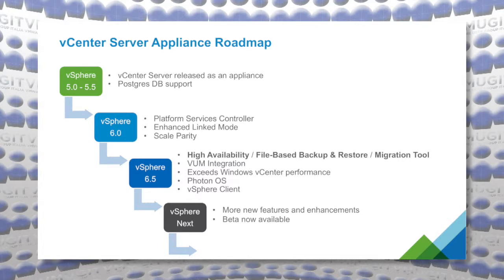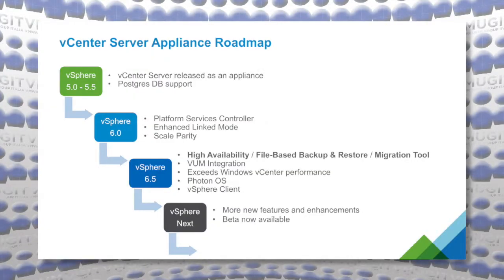We introduce new functionality. So we have native vCenter Server high availability. We have built-in file-based backup and restore. We also have a migration tool to get you from Windows to the appliance. Not only that, but VUM, which used to require a separate Windows machine, now is part of the appliance and can also be migrated in if you're on Windows. Photon OS becomes the default operating system for the vCenter Server Appliance. And in a couple of slides, I'm going to show you why that's going to be beneficial to you.